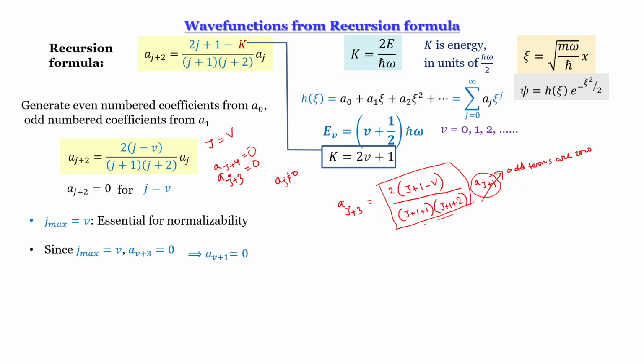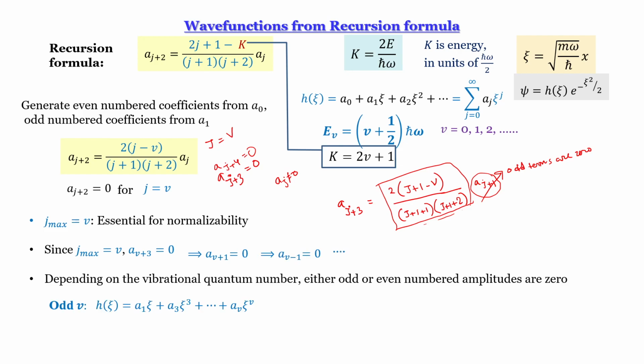So aj plus 1 will be 0. And like that, all the odd terms will be 0. So for this particular situation, there will only be the even terms, and when we start from the odd, there will only be the odd terms. No, we are going down, from aj plus 3 is 0, so aj plus 1 is 0. Aj plus 1 anyway would be 0 because your j max is v.